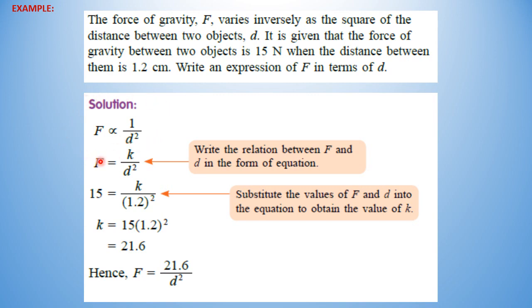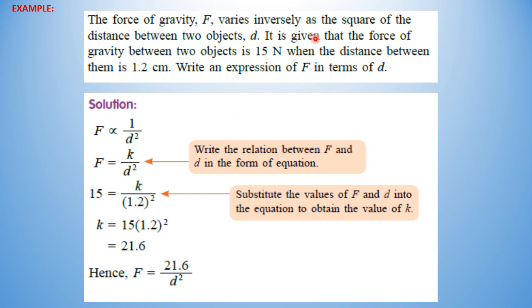After you write the variation relation, you have to change it to equation form. So this is our equation form. Always remember k is on the numerator, okay? So F equals k over D squared. This one is the equation form.